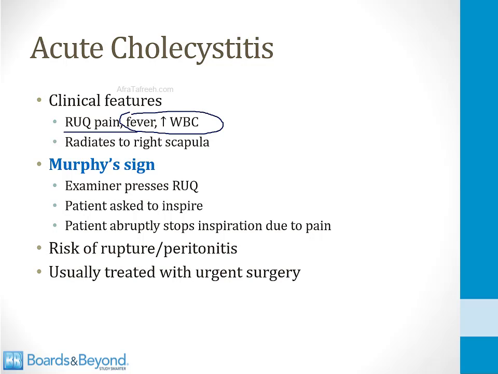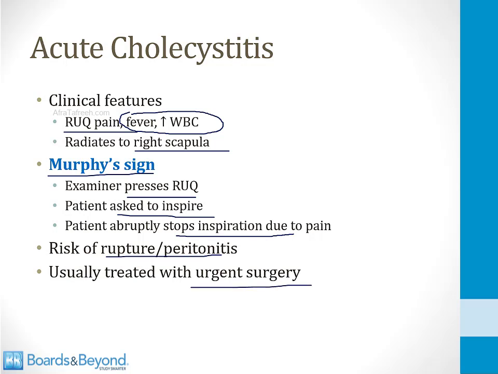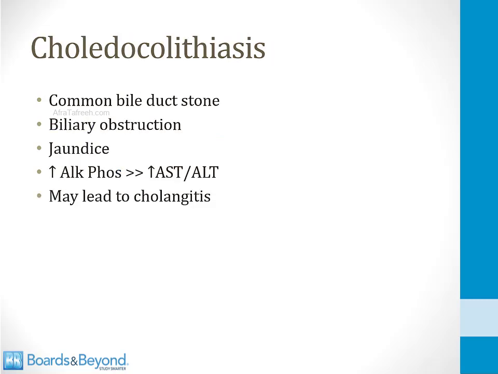Just like we talked about with biliary colic, the pain may radiate to the right scapula. A classic physical exam sign of acute cholecystitis is called Murphy's sign. This occurs when the examiner presses on the right upper quadrant and asks the patient to take a deep breath. As the patient is inhaling, they will abruptly stop because of pain, and that's called a positive Murphy's sign. There is a risk of rupture and peritonitis of the gallbladder, and so this condition is usually treated with urgent surgery, and you will see lots of surgeries for acute cholecystitis when you do your clinical surgical rotations.